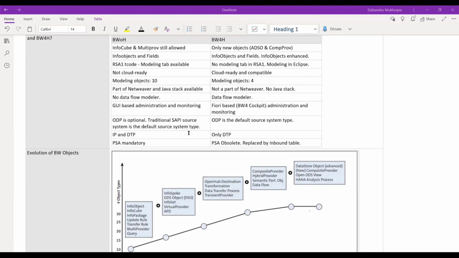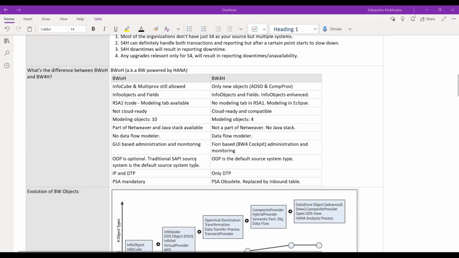Info package and DTP are both there in BW on HANA. Only DTP is there in BW4HANA. There is no info package. PSA is mandatory. I think you can make it optional also in BW on HANA. In BW4HANA, PSA is obsolete and is gone. So which object has replaced PSA? Inbound table of the advanced DSO, which is the first table where data comes, has replaced PSA. And this table will allow you to modify records. Okay. The main advantage of PSA was we could load data, edit the records in PSA and send it forward. Same thing you can do with inbound table now. Okay. There is no PSA anymore.